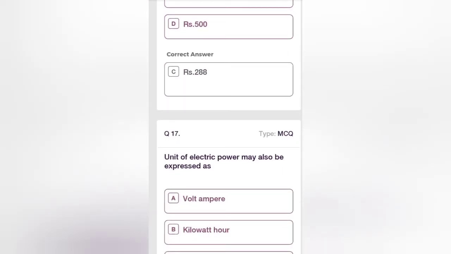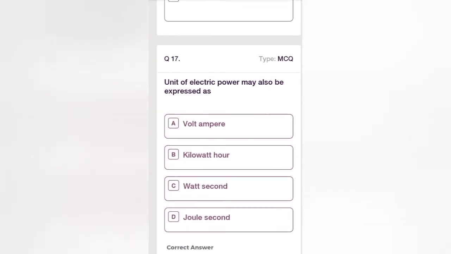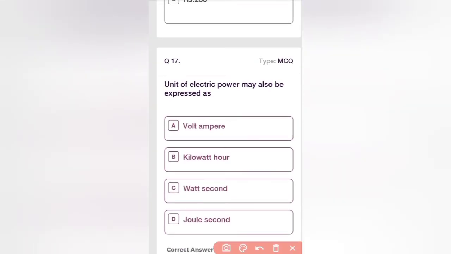Unit of electric power may also be expressed as. How do we express the unit of electric power? Power can be written as V into I. Kilowatt hour is the commercial unit. Watt second is watt second. Yes, that is going to be energy, that is power into time. This is for energy.